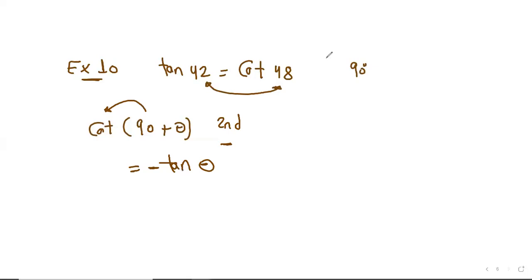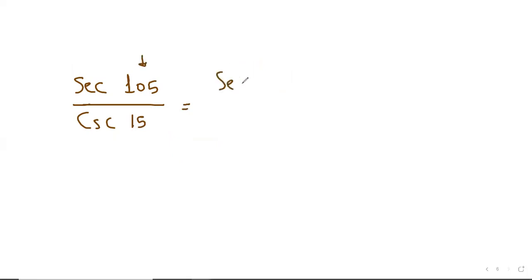Number 3. Give it a shot. It's sec 105 divided by cosec 15. Okay. So we can write this 105 as what? As 90 plus 15. Do you know it? 90 plus 15 is the same as 105 over cosec 15.